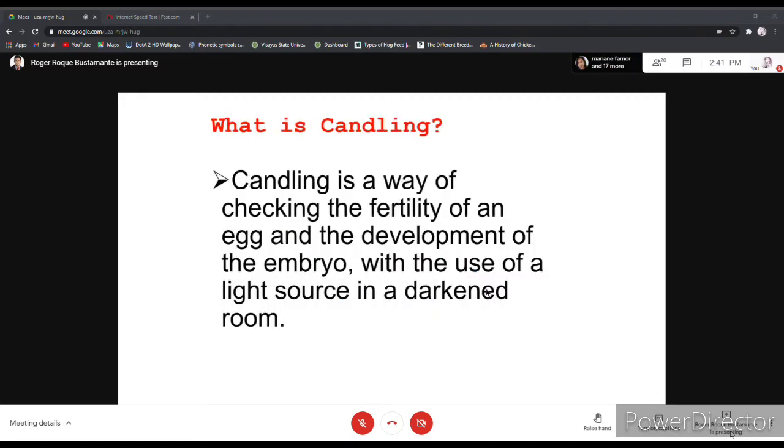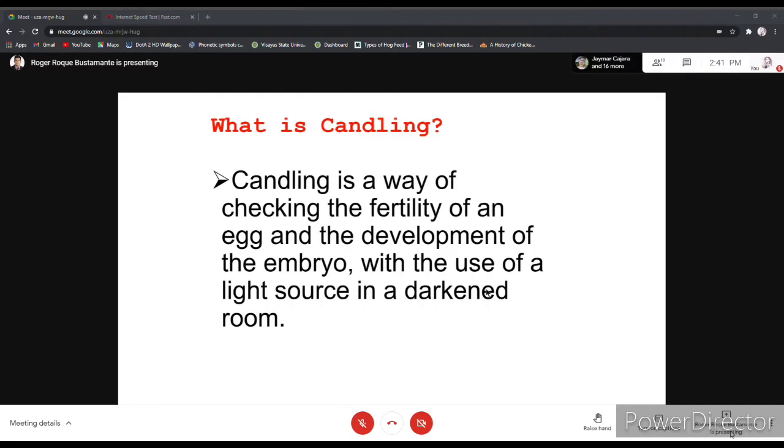So candling. I'll be talking about candling now. Candling is a way of checking the fertility of an egg and the development of the embryo with the use of a light source in a darkened room. So when you are performing candling activities, a cellphone light can be used to shine on the egg. In hatcheries, candling activity is very important.